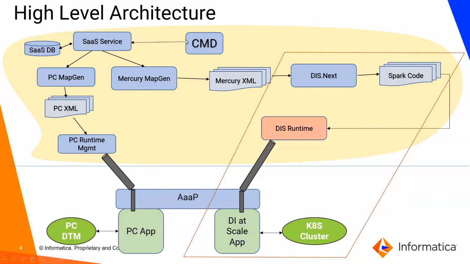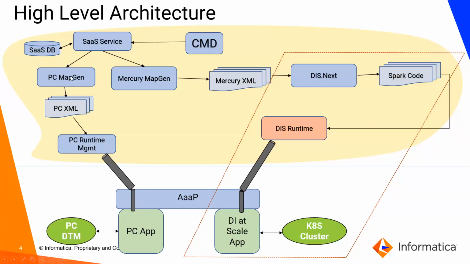Here we have a cloud mapping design. Once we save the mapping, it will be stored in SaaS DB. Once you click on Run Mapping, the request will go to the SaaS service. Based upon the mapping which you are running, CDI or CDI-E, the flow will be decided.